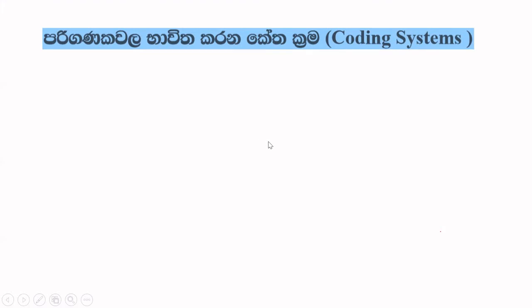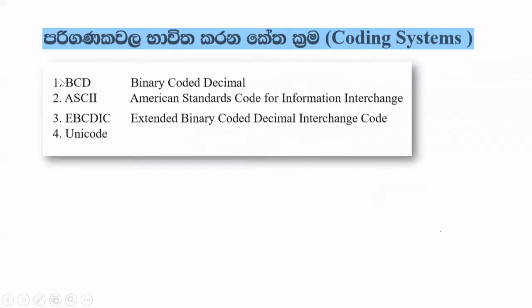So what are the coding systems we are using? There are 4 coding systems. That is very important. BCD. For Sinhala medium students, the items in your book are written in English, so there is no problem in writing them in English. BCD, binary coded decimal. That name is very important. ASCII, American Standard Code for Information Interchange. Normally we use that coding system sometimes. EBCDIC, Extended Binary Coded Decimal Interchange Code. And the last one, Unicode.